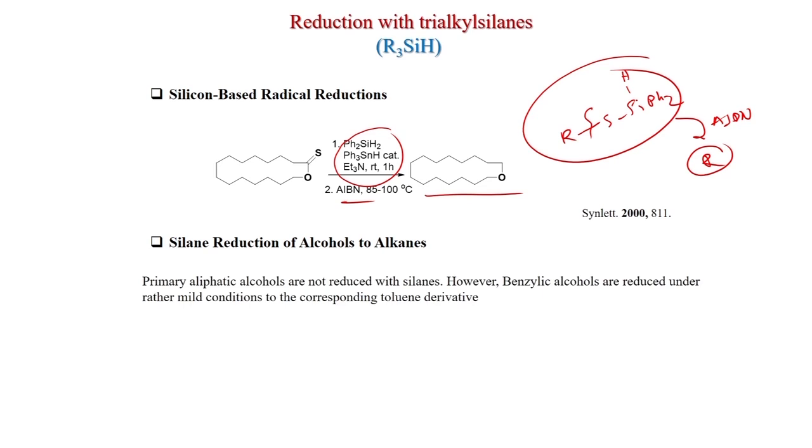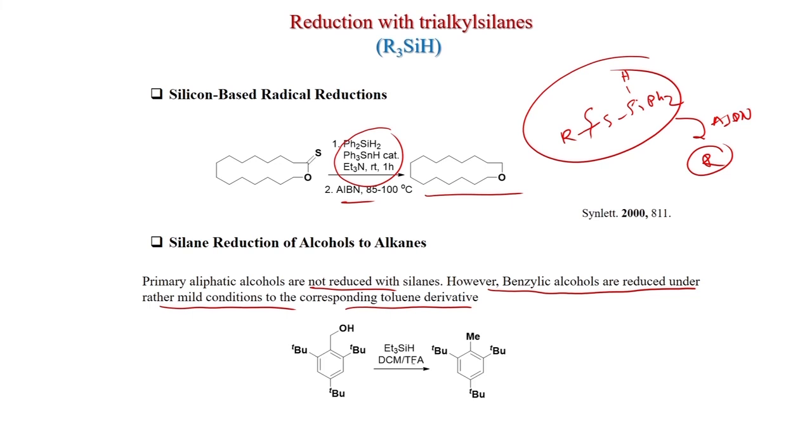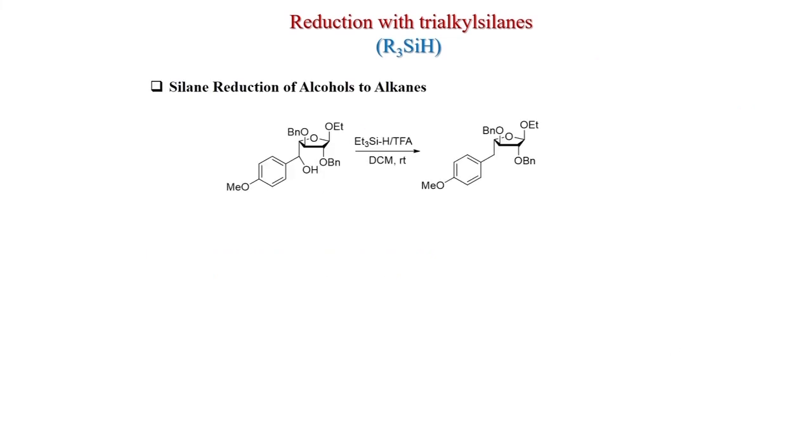Silane reduction of alcohols to alkanes: primary aliphatic alcohols are not reduced with silanes, however benzylic alcohols are reduced under rather mild conditions to the corresponding toluene derivatives. Like this, benzylic alcohols with diethyl silane, DCM, and trifluoroacetic acid give the methyl. This is also a benzylic alcohol. It follows a carbocation intermediate, so you need the acid to generate the carbocation and then the diethyl silane to make the reduction feasible, and you get this product.